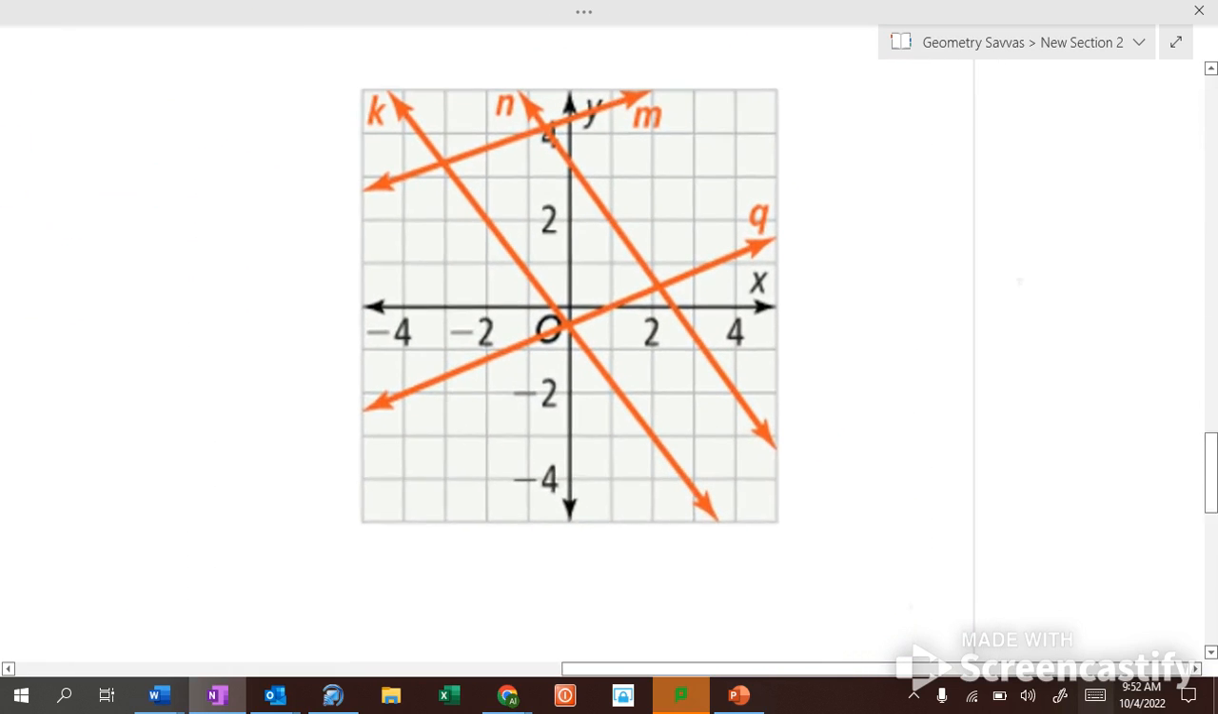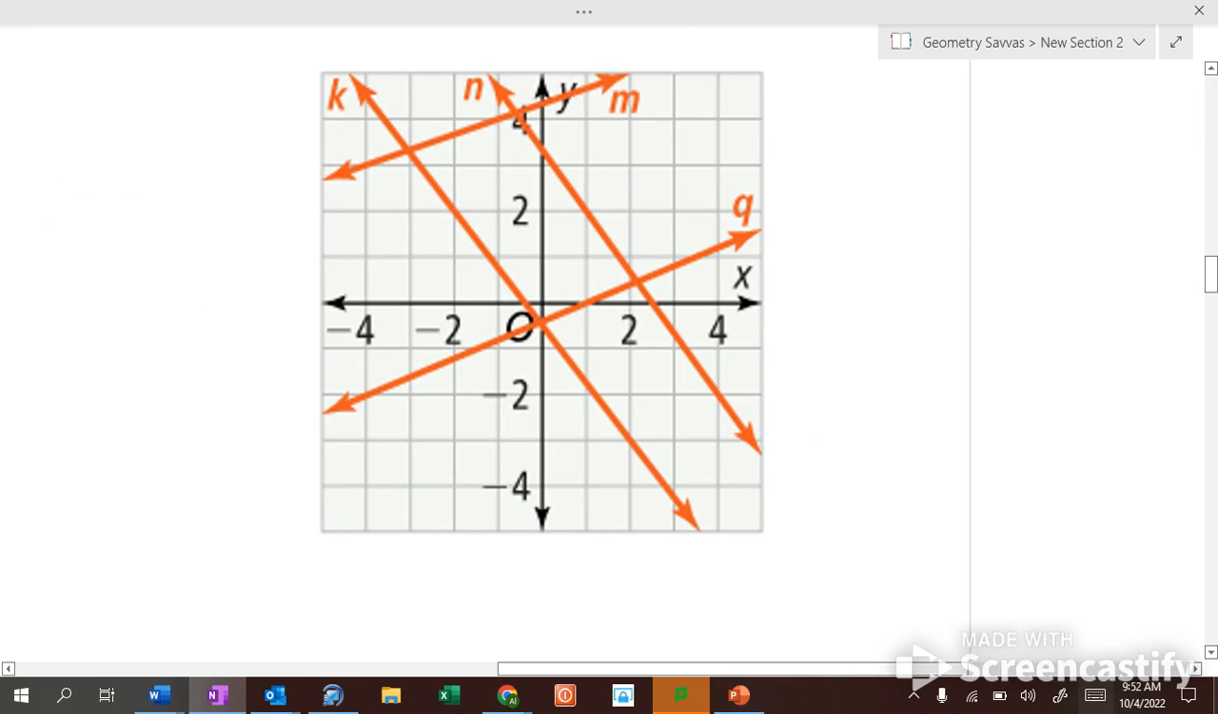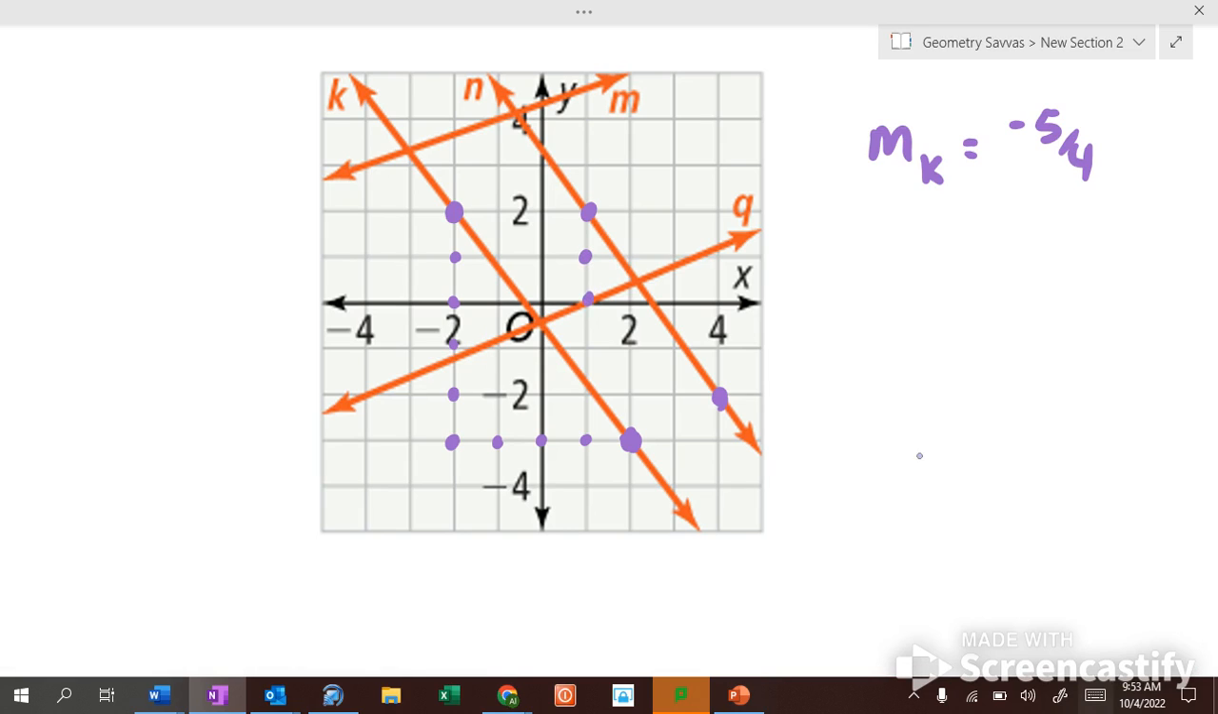Let's look. Are K and N parallel? K goes through this point right here, and it goes through this point right here. How do we find the slope? Slope is what over what? Rise over run. So I go down 1, 2, 3, 4, 5. Run to the right 1, 2, 3, 4. The slope of K is -5/4. N goes through this point and this point. So N goes down 1, 2, 3, 4 over 1, 2, 3. The slope of N is -4/3. Are they the same slope? No, they are not parallel.